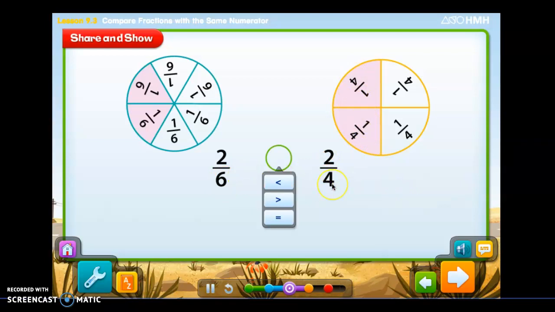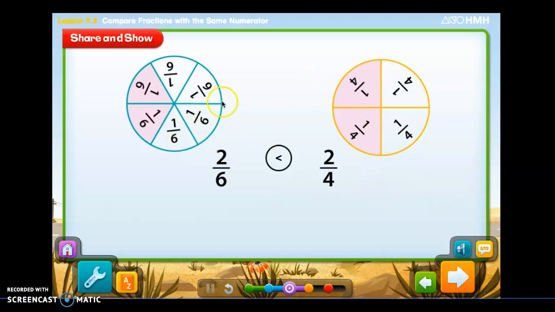Compare the fractions. Is 2/6 less than, greater than, or equal to 2/4? So is 2/6 less, greater, or equal to 2/4? Someone? Equal to 4ths? Equal means that they're the same. Does this look the same as this? No. So is this more or less? Less, right? So 2/6 is less than 2/4. That's right. 2/6 is less than 2/4.